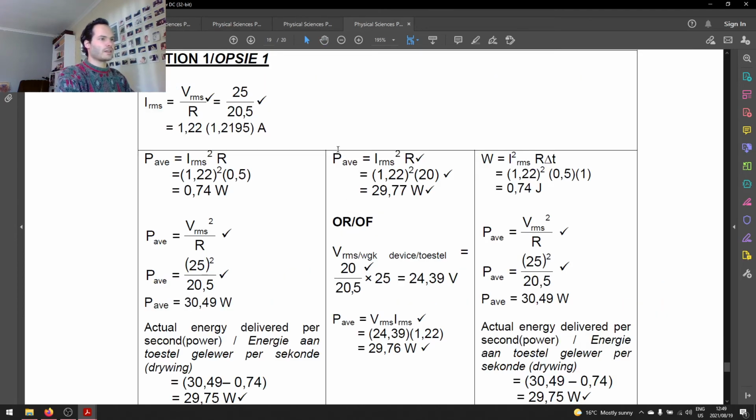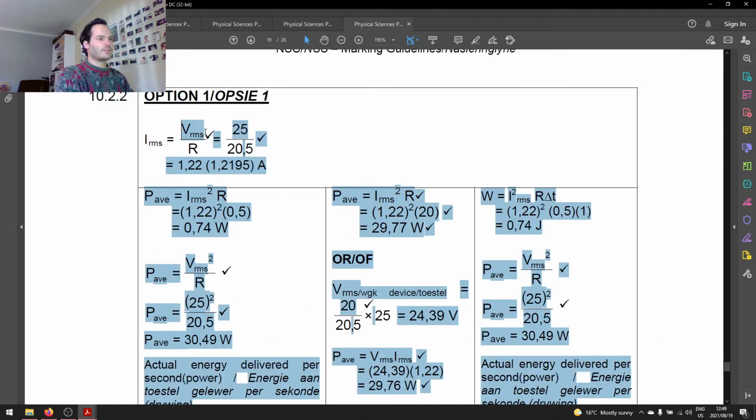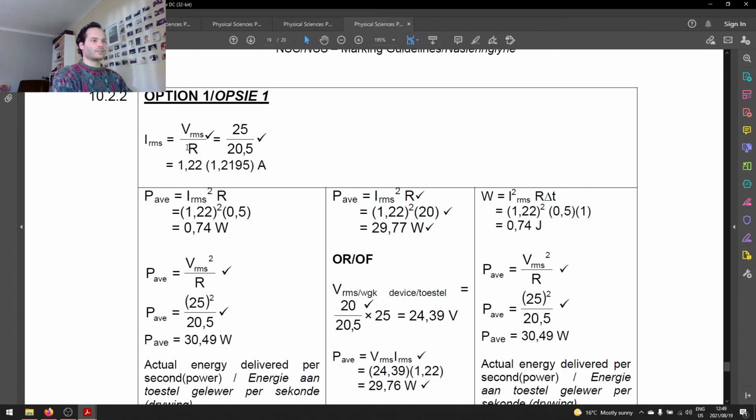I've got my voltage and I've got my total resistance. And we can say then that current is my RMS voltage divided by my resistance. That's 25 volts divided by 20.5, my total resistance of the circuit. And that gives me 1.22 amps.